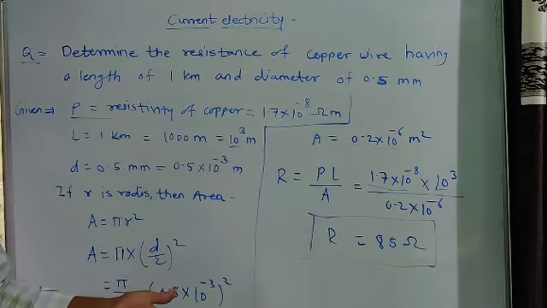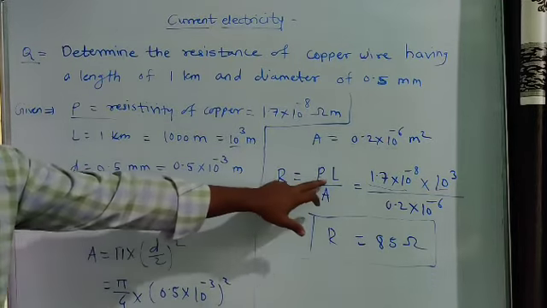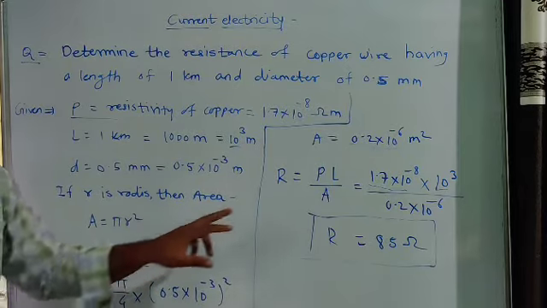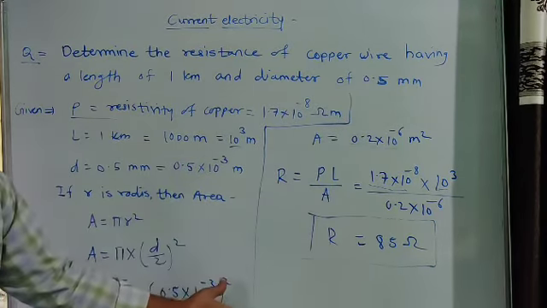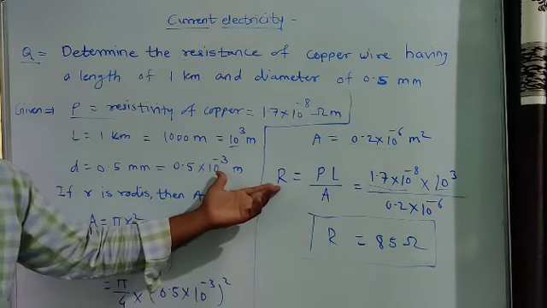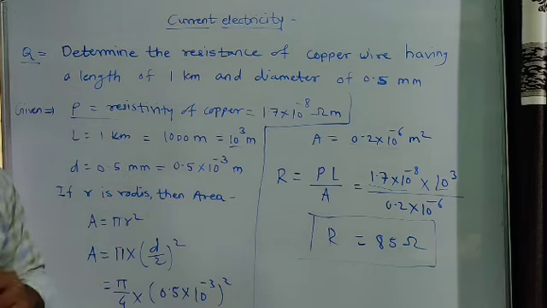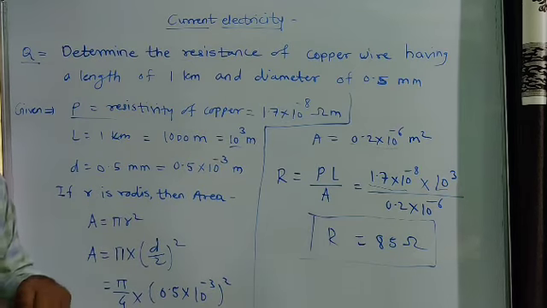Whatever the possibilities may be, we know this formula. If L is asked, then we just have to rearrange the formula and make the equation for length. If resistivity is asked, we know the formula. If resistance is asked, then this formula. So we just have to rearrange the formula and calculate the term asked in the exam. It is a simple problem, try to solve it.